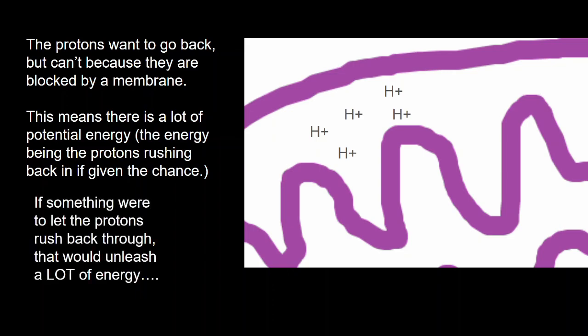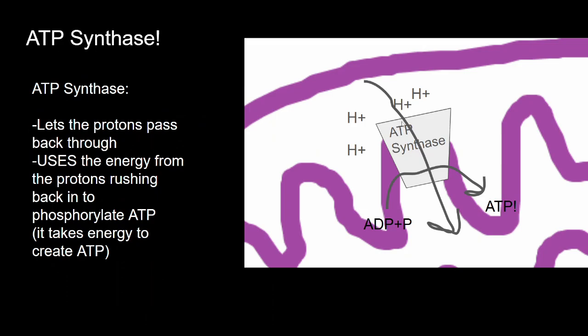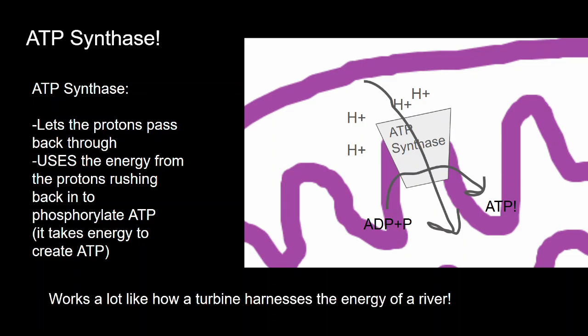So what we're going to do is use ATP synthase. ATP synthase is another protein embedded in the membrane that harnesses the power of the protons coming back through to generate ATP. It's using that to do another process that requires energy, which is putting that phosphate back onto the ADP. It works a lot like a turbine for a river of protons.